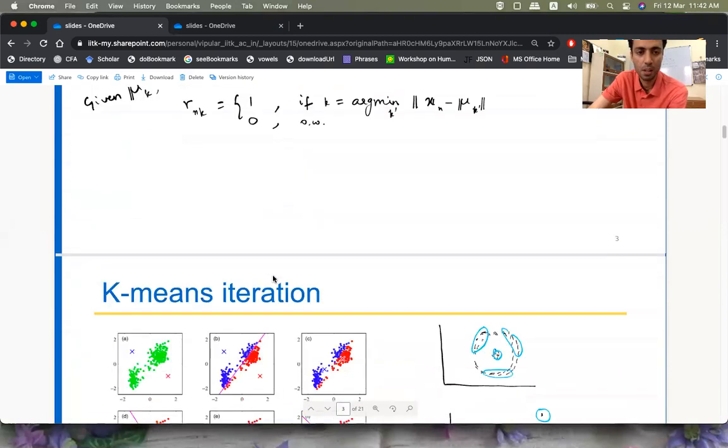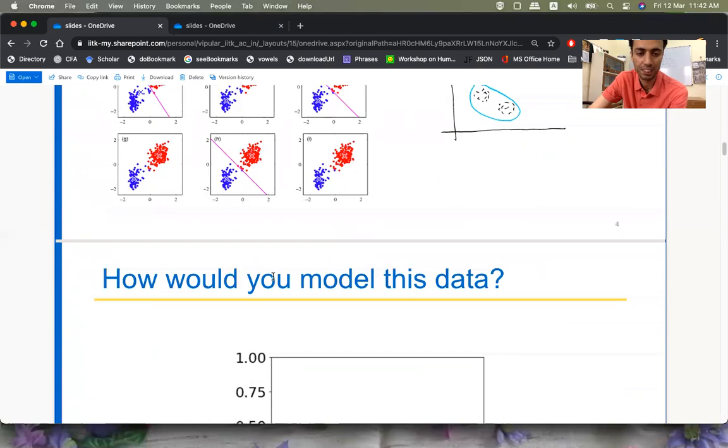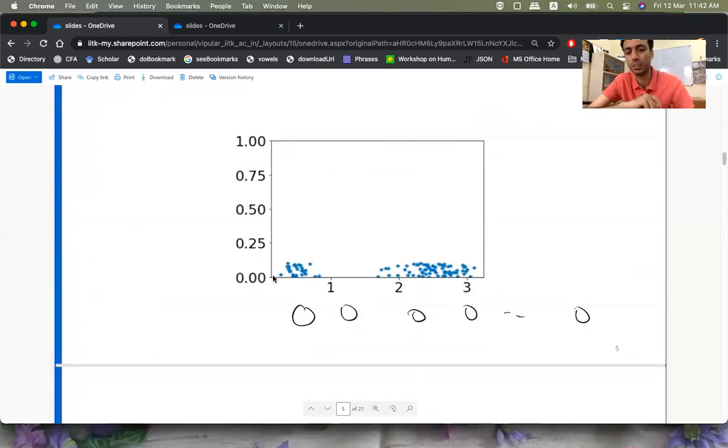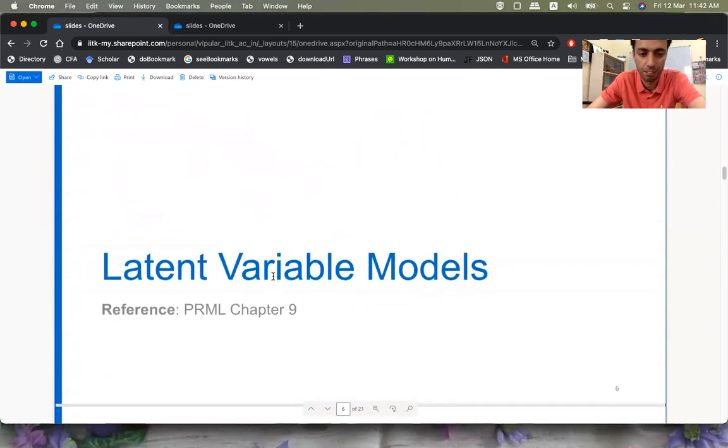But this is the EM algorithm, expectation maximization algorithm, where you do two steps. One, you try to get the centroids. Next, you try to get all the points which belong to that centroid and do it iteratively.